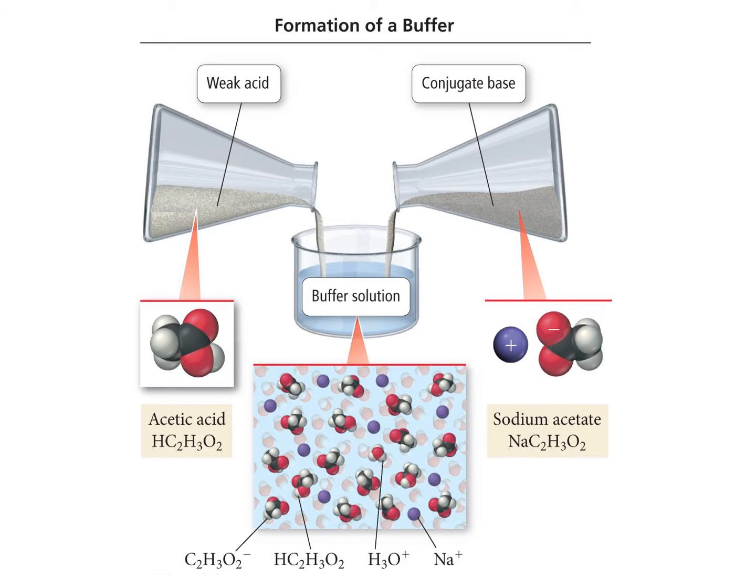So what happens whenever we have a buffer? It has something that can react with acids to neutralize them, and it will react with bases to neutralize them as well. So whenever we have a mixture of acetic acid and sodium acetate, in that mixture we're going to have acetate ions, the acetic acid, hydronium ions, and sodium ions that can all interact in different ways.